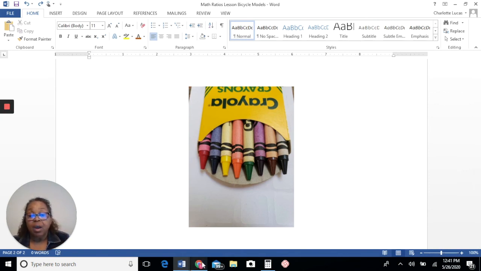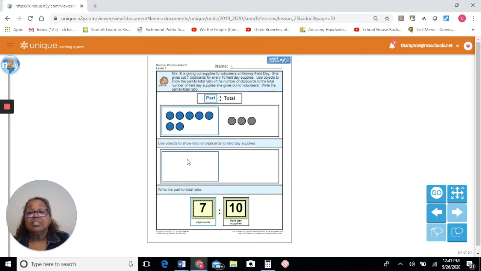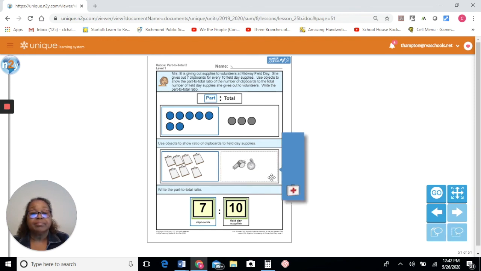So here we have our demonstration. It says 7 clipboards. 1, 2, 3, 4, 5, 6, 7, and our total was 10. 8, 9, 10.